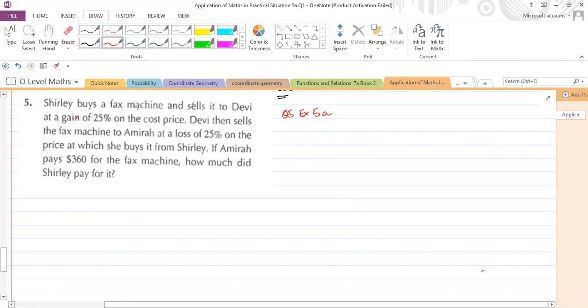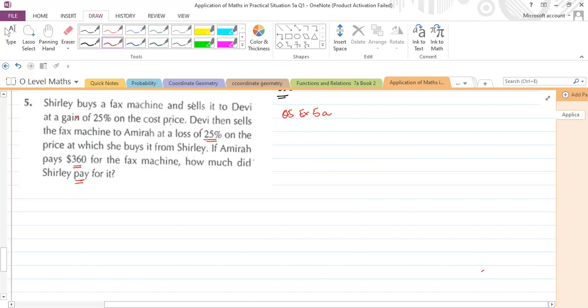Shirley buys a fax machine and sells it to Devi at a gain of 25% on the cost price. Devi sells the fax machine to Amara at a loss of 25%. If Amara pays 360 for the fax machine, how much did Shirley pay for it?